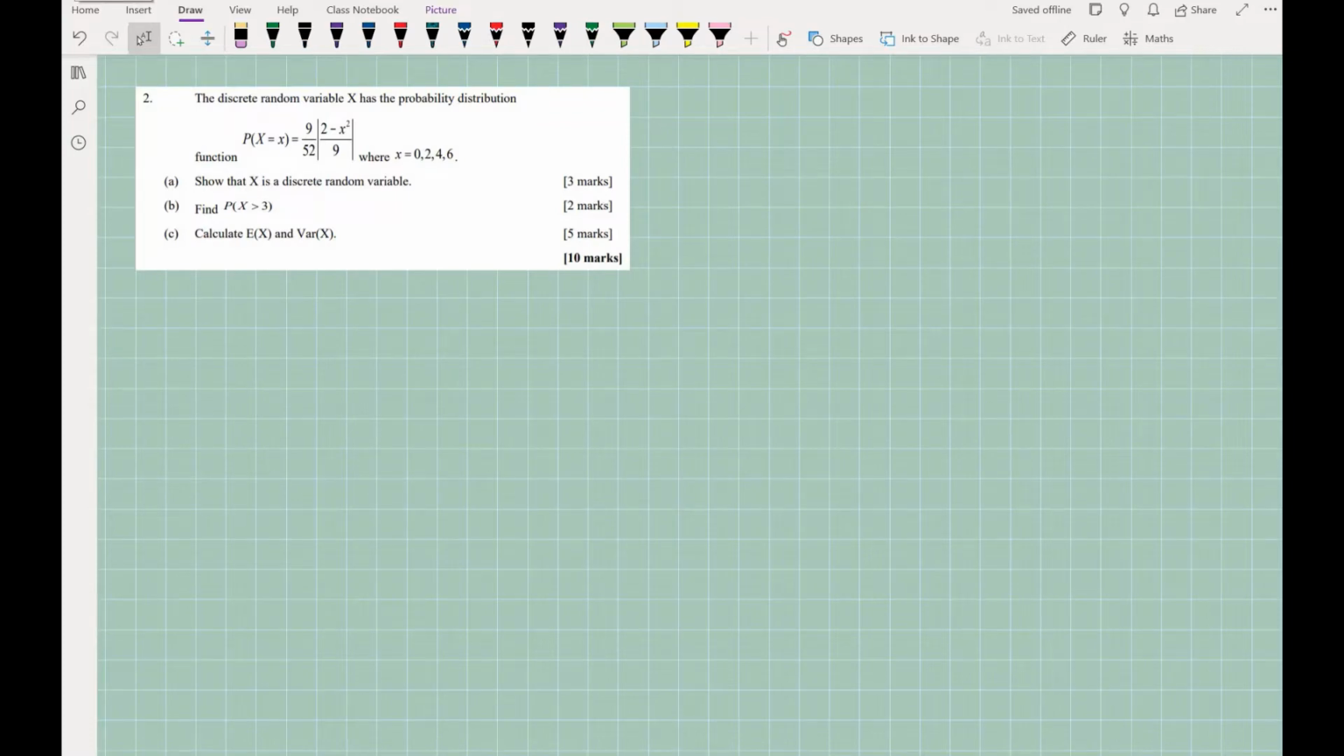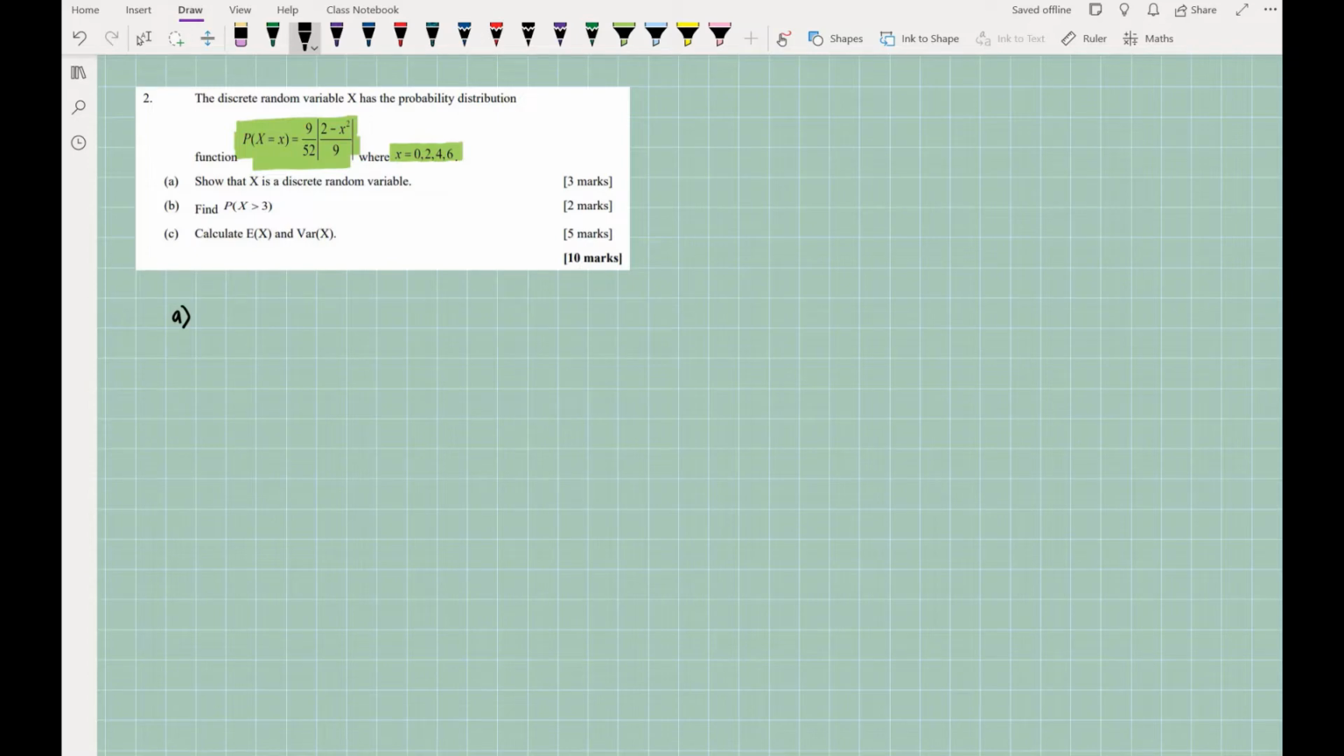Next, let's take a look at question 2. In question 2, we are given the discrete random variable x has the following probability distribution. Okay, so from this probability distribution, kita tahu x mesti 0, 2, 4 dan 6 sahaja. So, the question asks you to show that this random variable is a discrete random variable. So, how do we answer this one?